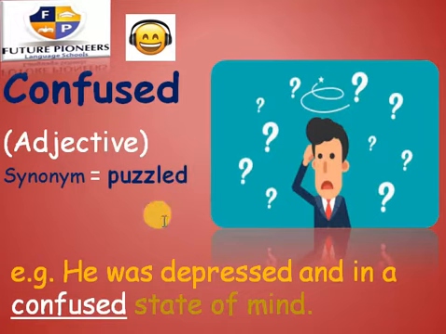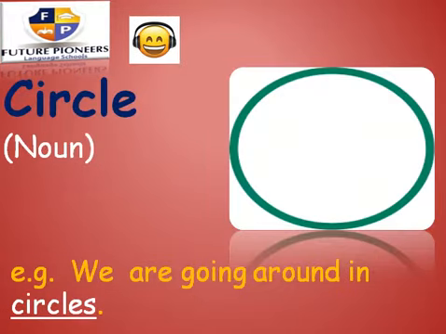Example: He was depressed and in a confused state of mind. Pronounce it one more time. Confused. The ed here means that it's something in the past, a word in the simple past. Let's move to the next one.